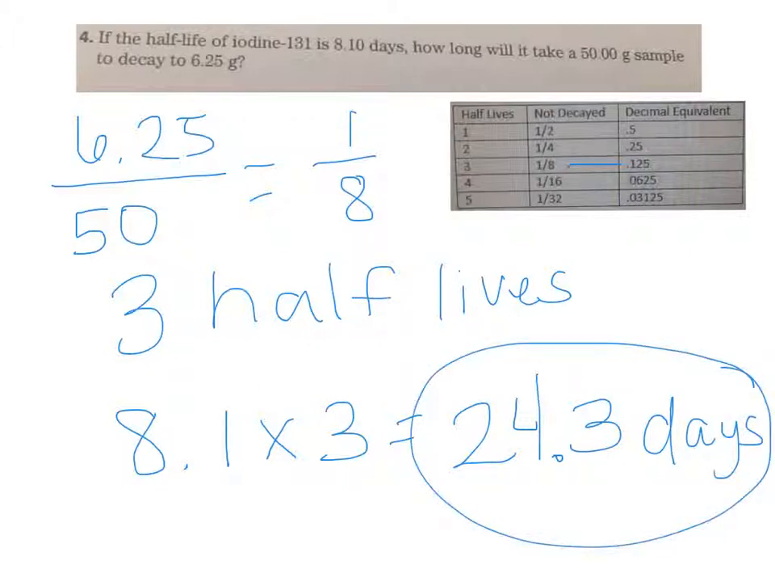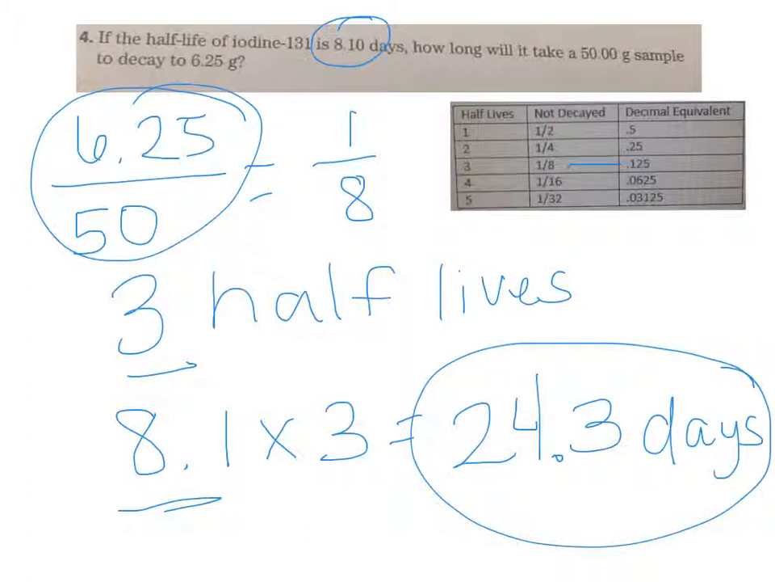So again, this 8.1 was given to me in the problem. I figured out the number of half-lives from the fraction that I created, right? What I ended up with over what I started with. The half-life of hafnium-156 is 0.025 seconds. How long will it take for a 560-gram sample to decay to 1/4 of its original mass?